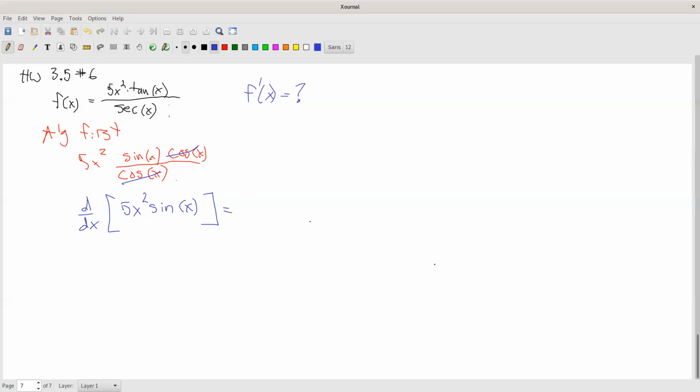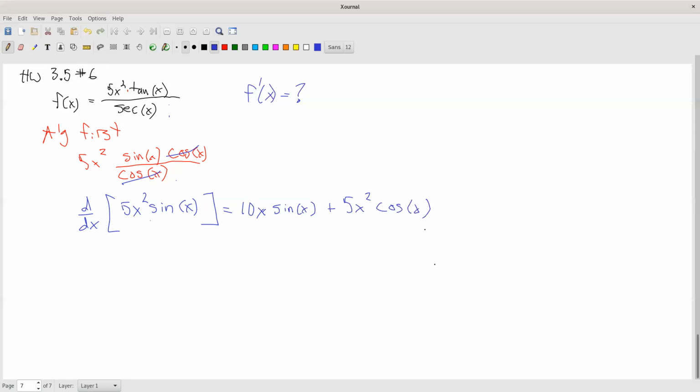All right, product rule on this new version of my original function says take the derivative of the first part. Derivative of 5x squared is 10x. Sine of x chills out here for a sec. And then plus the 5x squared just chills out for a sec. And we take the derivative of the sine, which is the cosine of x.